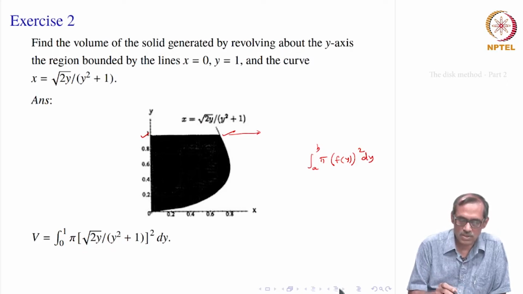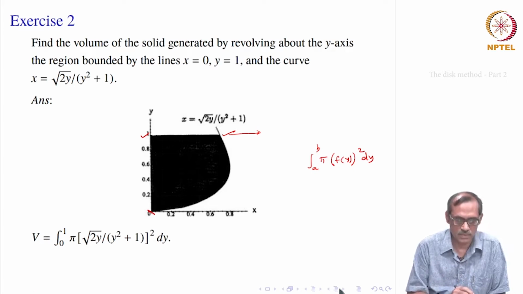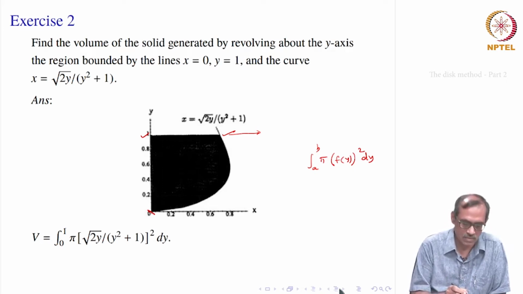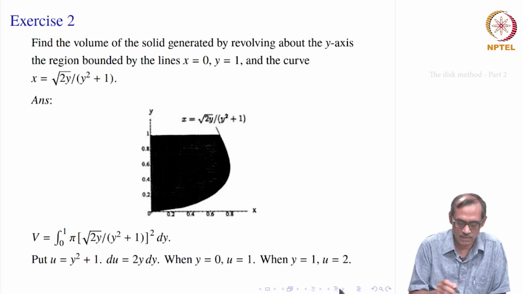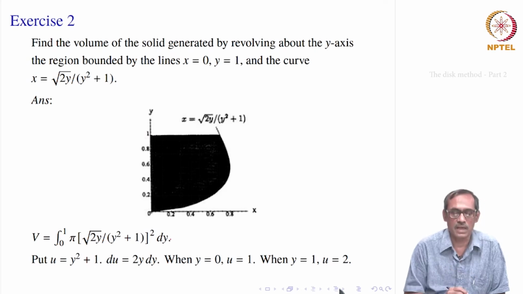Fine. So, when it is the y axis, it will be our earlier formula, the integral from a to b of pi f of y square dy. That is pi x square really. Then what are the limits? On the top we already have 1, and at the bottom we see the intersection of this curve with the y axis, which gives y equal to 0. Therefore, the lower limit for y is 0. Then the volume is the integral from 0 to 1 of pi times square root of 2y divided by y square plus 1, whole square, dy, and it is a matter of computing the integral now.